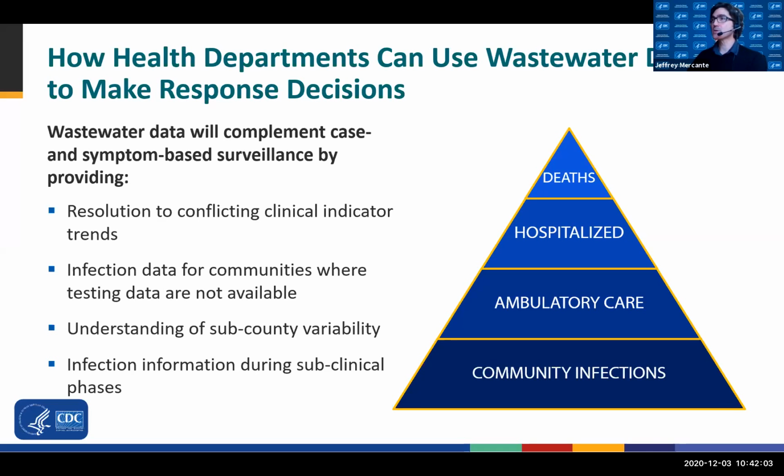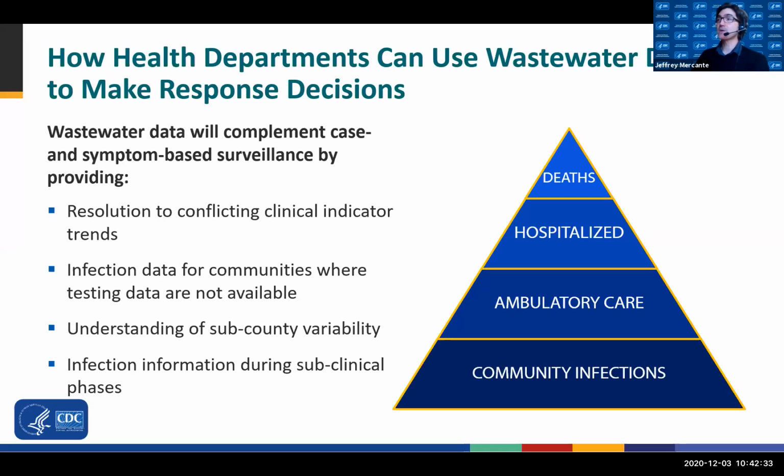However, as I mentioned, wastewater-based surveillance data is not intended to replace traditional surveillance indicators, but instead has the potential to complement case and symptom-based surveillance data, which target only the top 3 tiers of the surveillance pyramid that you see pictured here. While wastewater data isn't perfect, its imperfections are definitely distinct from flaws of other testing-based surveillance systems, which means wastewater could potentially provide resolution to conflicting clinical-based indicator trends.